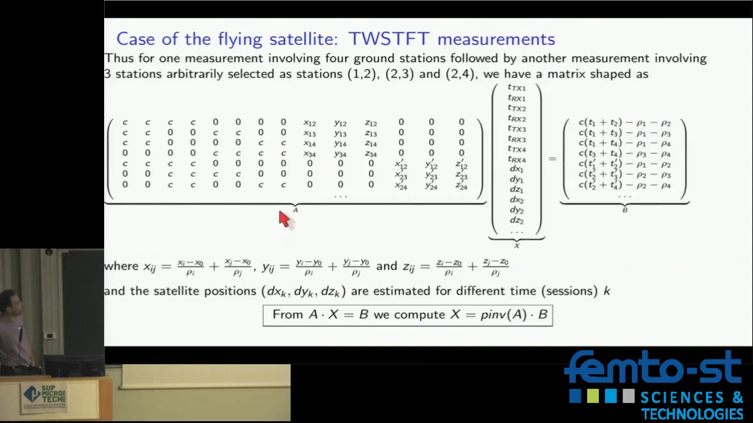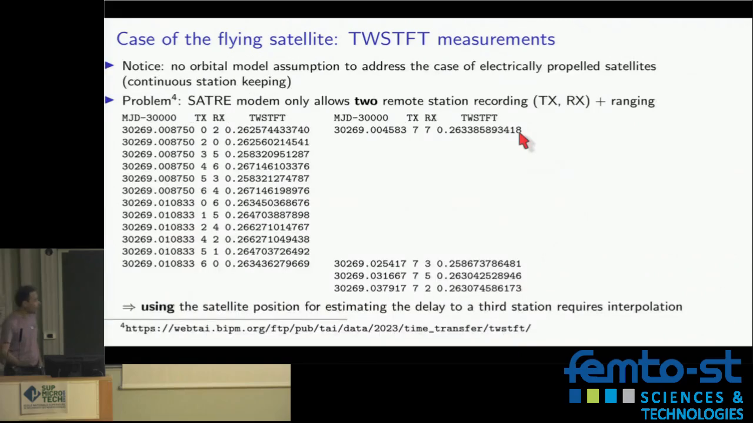So here you have A x equals b, and this is the x you would like to find, the quantities you would like to identify. So we do, as we just said, x equals P inverse of A times b. So P inverse of these terms multiplied by b, the observation, should give you these quantities.